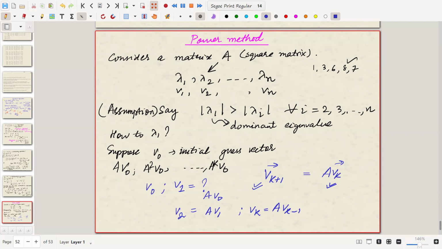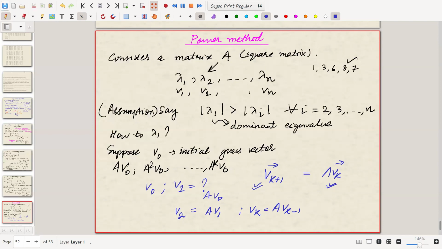But what are we doing here? Can you analyze what we are doing? We are creating new vectors. V0 is our initial guess. We created vector V1 by multiplying A with V0. Then we created vector V2. Next we created V3, V4, V5, and so on. That's what we are doing so far. Yes, you will be amazed to see.